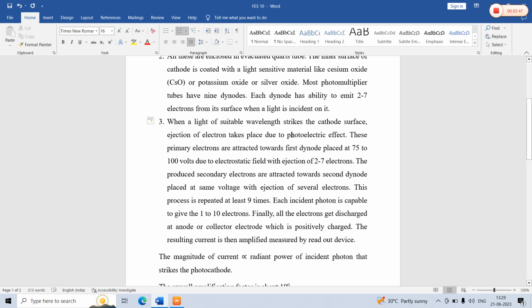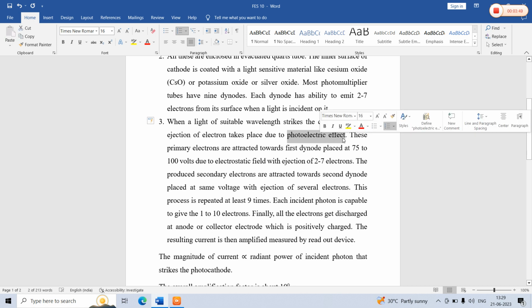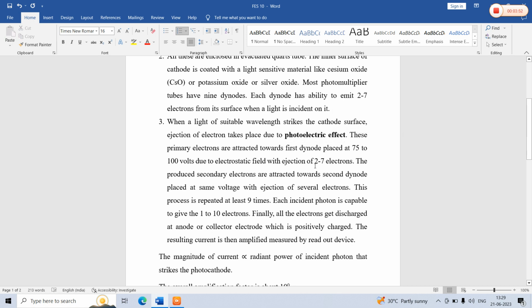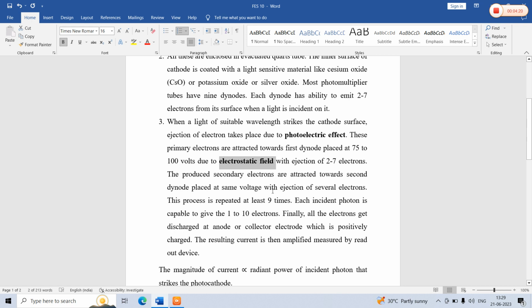So the photomultiplier tube is based on which effect, or what is the principle? That is nothing but the photoelectric effect. These primary electrons are attracted towards the first diode. The electrons which are ejected from the cathode surface are the primary electrons, and they are attracted towards the first diode. The first diode has a voltage of 75 to 100 volts, and the attraction takes place due to the electrostatic field between the cathode and the first diode, and this first diode gives 2 to 7 electrons.